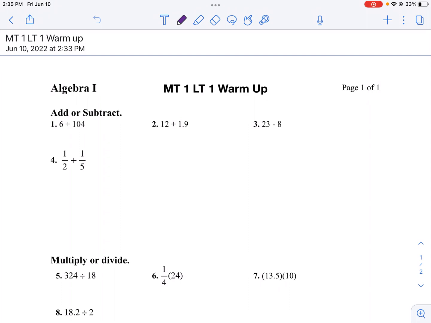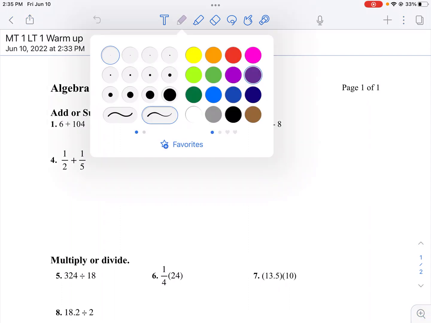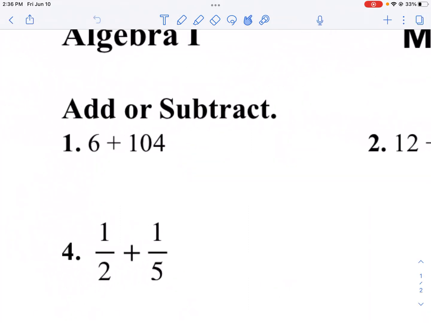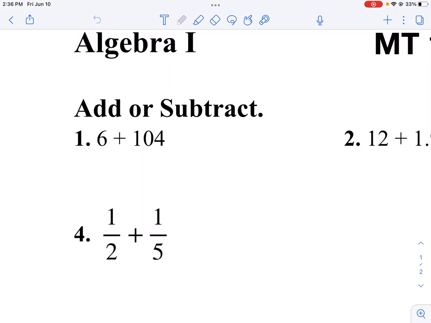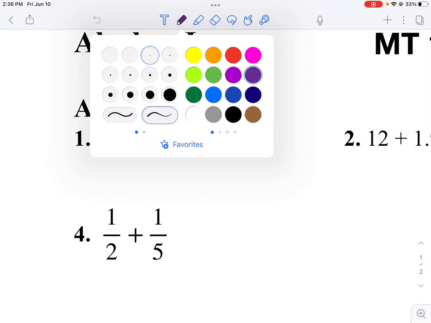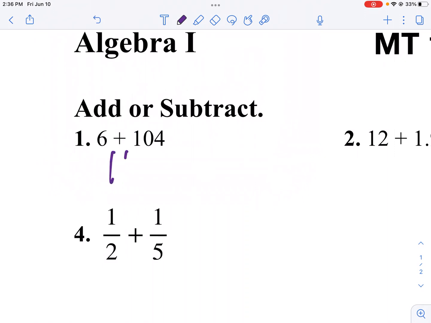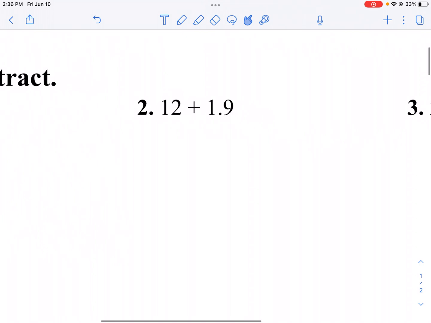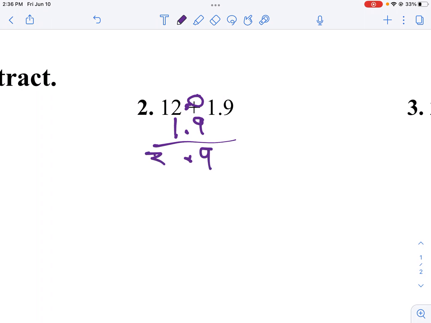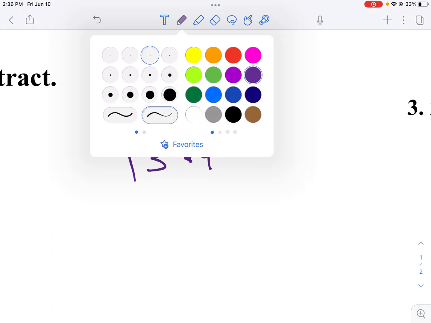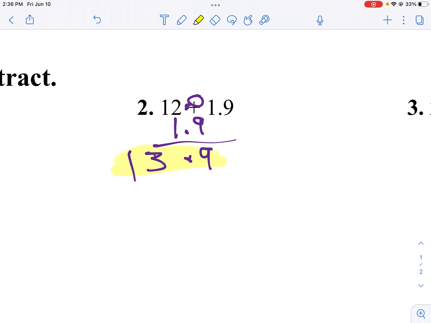So on number 1, we're going to take 6 plus 104, and notice when I do that, 6 plus 104, well, that's 110. So we get 110 right there. Now if we look at number 2, we got a decimal, don't we? Make sure you line up your decimals. So I'm going to go 12 plus 1.9, because it's 12.0 is really what it is. So then I get 0.9, I get 13.9 is my solution for that.